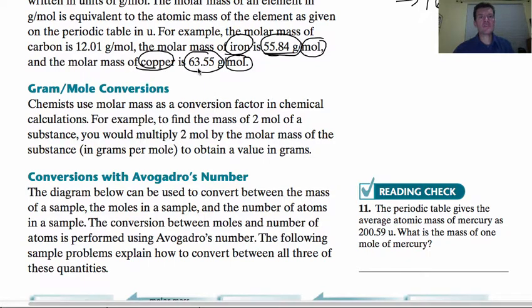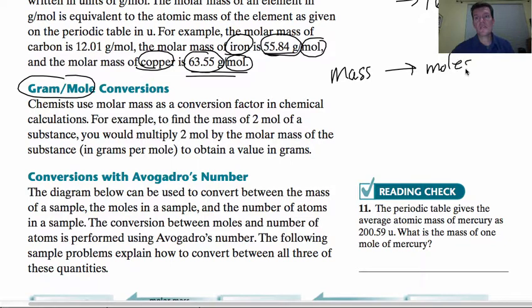You're going to have to be familiar with molar mass because we want to be able to convert from mass to moles and moles back to mass. So the gram-mole conversion is going to help us go from mass of something to how many moles you have, or from moles back to mass. So mass is grams, and moles we're talking about a quantity. We're talking about how many. It's a number. Okay?